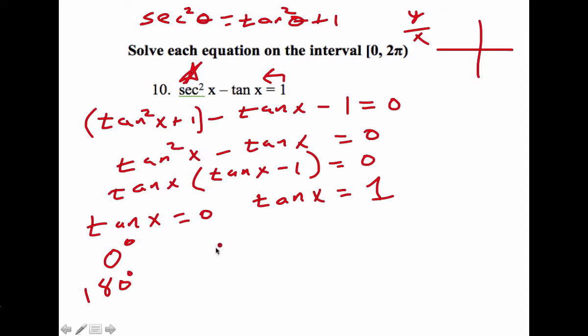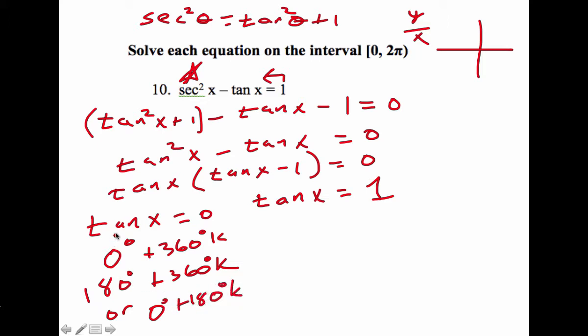Again, tangent has a period of 180. So we could just say 0 plus 180k, but I have no problem with you solving for both of them and then finding this guy. So this is a correct answer. Or I could just say 0 degrees plus 180k. I'm going to go ahead and go with this one. I know it's a bit of overkill, but that's okay.